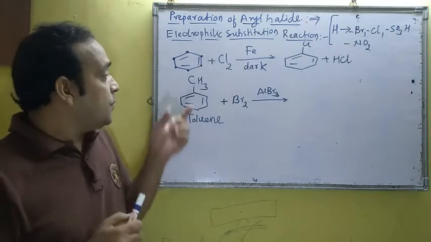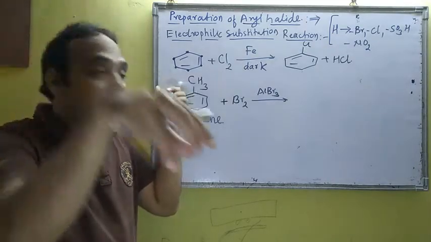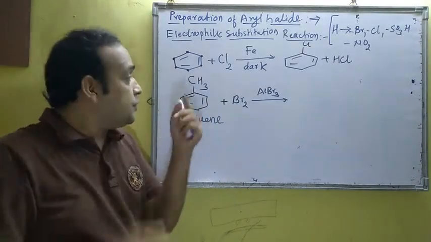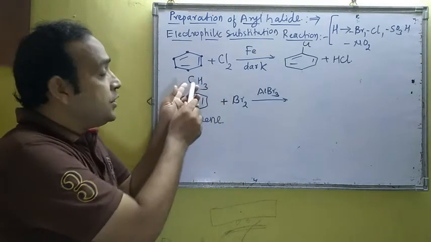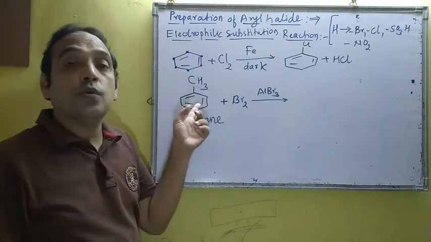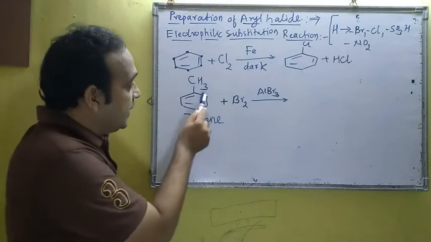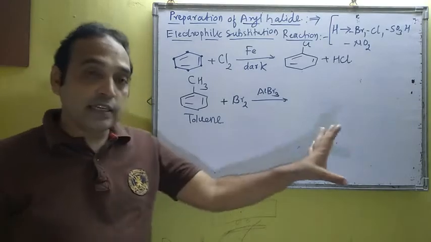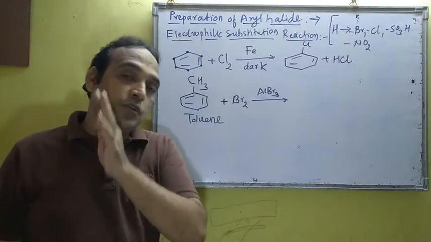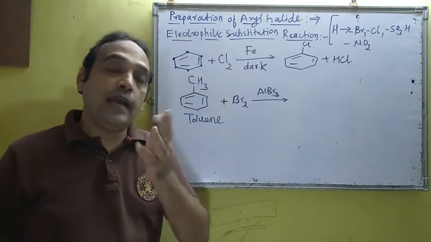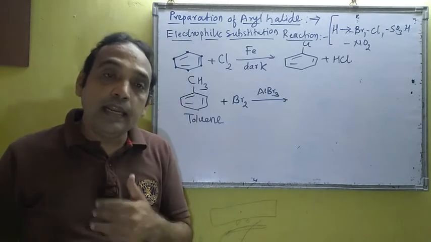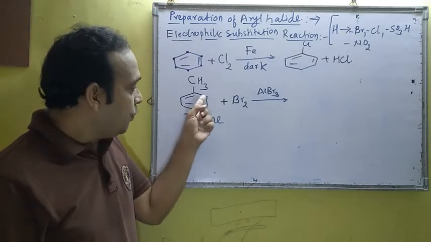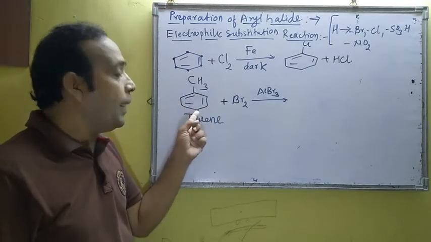Now some groups are capable of donating electrons towards the benzene ring, and some are capable of withdrawing electrons from the benzene ring. If some species donate electrons to the benzene ring, then in the resonating structure the negative charges will be at ortho and para positions. You covered those resonating structures in 11th: toluene, alcohols like phenol, then aniline. In such cases the negative charge is carried at carbon numbers 2, 4 and 6, meaning ortho, para and ortho.